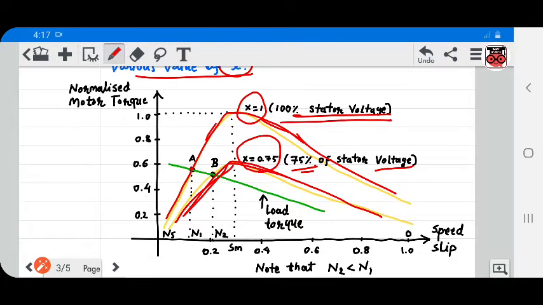Now, these two points A and B indicate the operating points. At that time, the torque will be constant. This NS indicates the synchronous speed. This N1 indicates the operating point A. At that time, the speed will be N1, and at operating point B, the speed will be N2. Here, note down that N2 is less than N1.